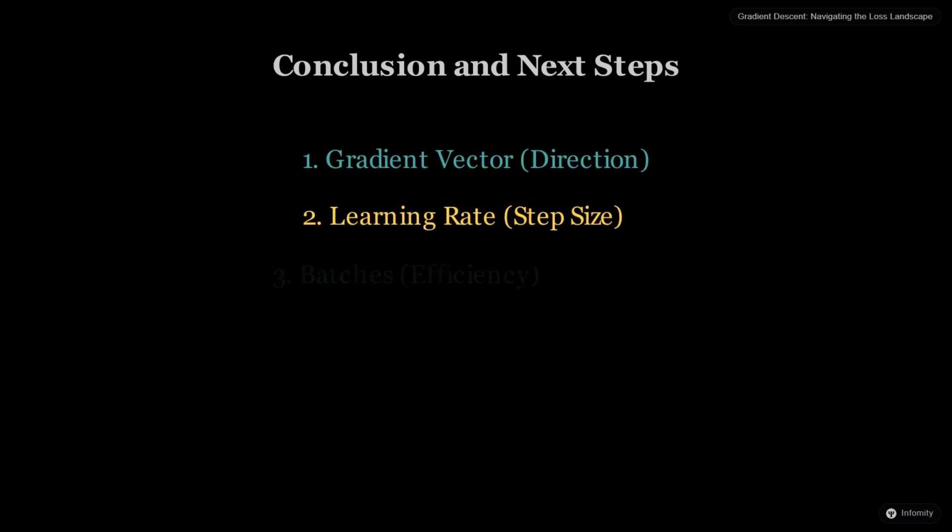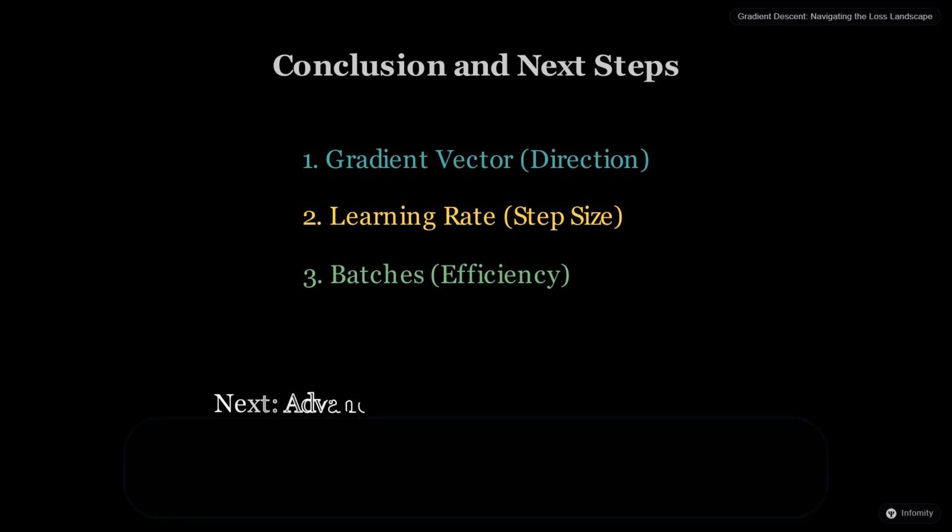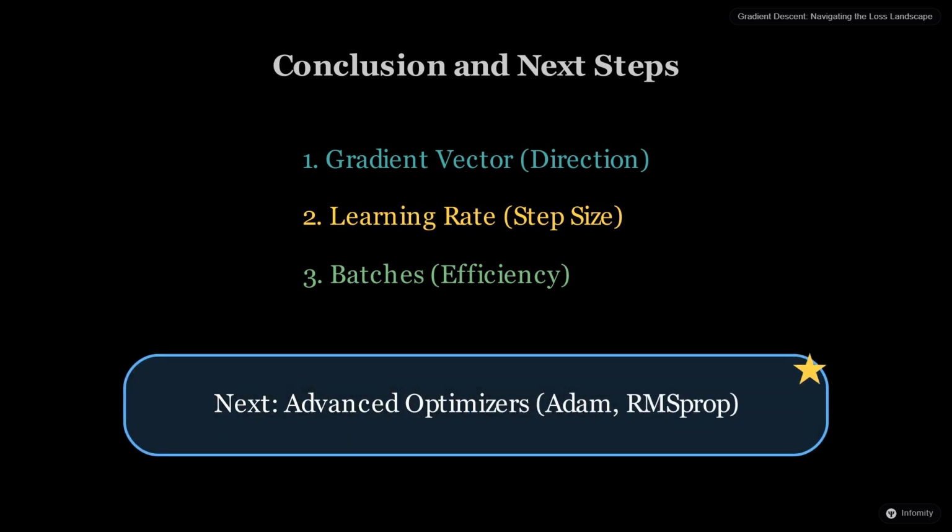We've covered the fundamentals of how machines learn to optimize their internal parameters through gradient descent. From understanding the gradient vector as our direction to mastering the learning rate as our step size, and efficiently using data batches. But this is just the beginning. In our next video, we'll explore advanced optimizers like Adam and RMSprop that make this process even smarter.